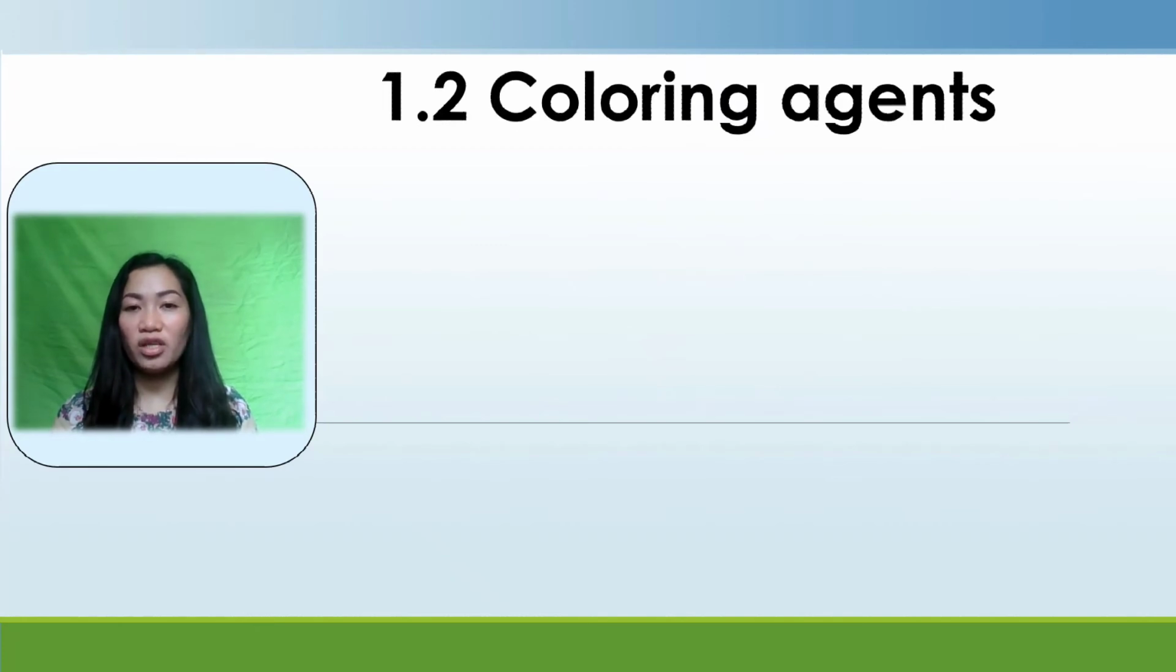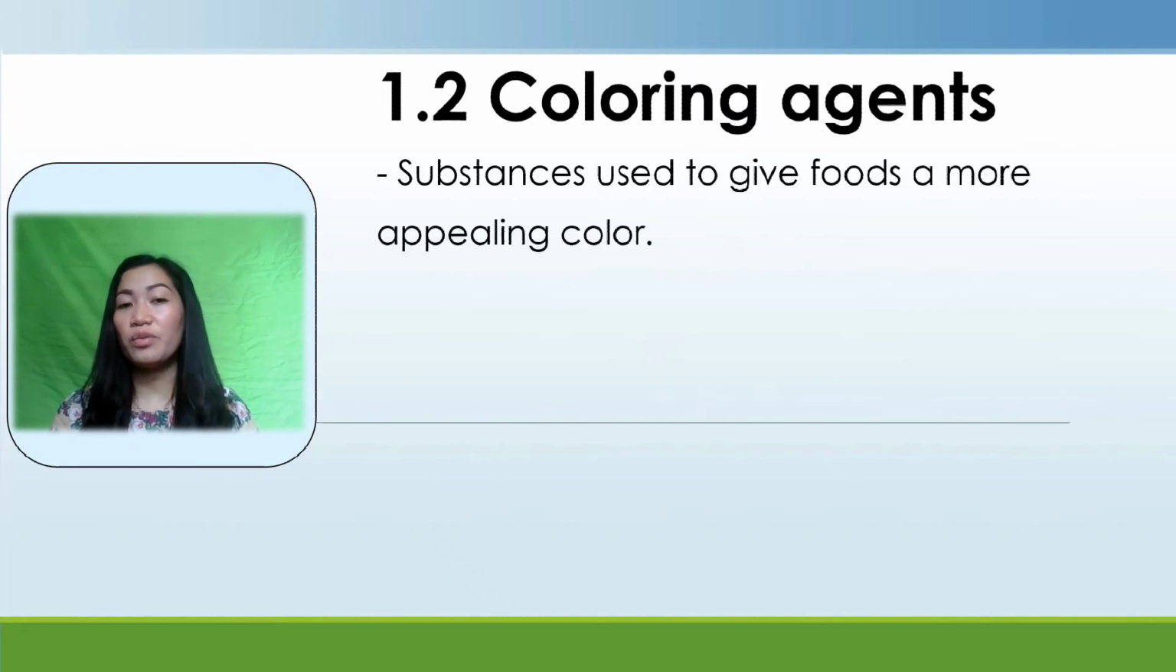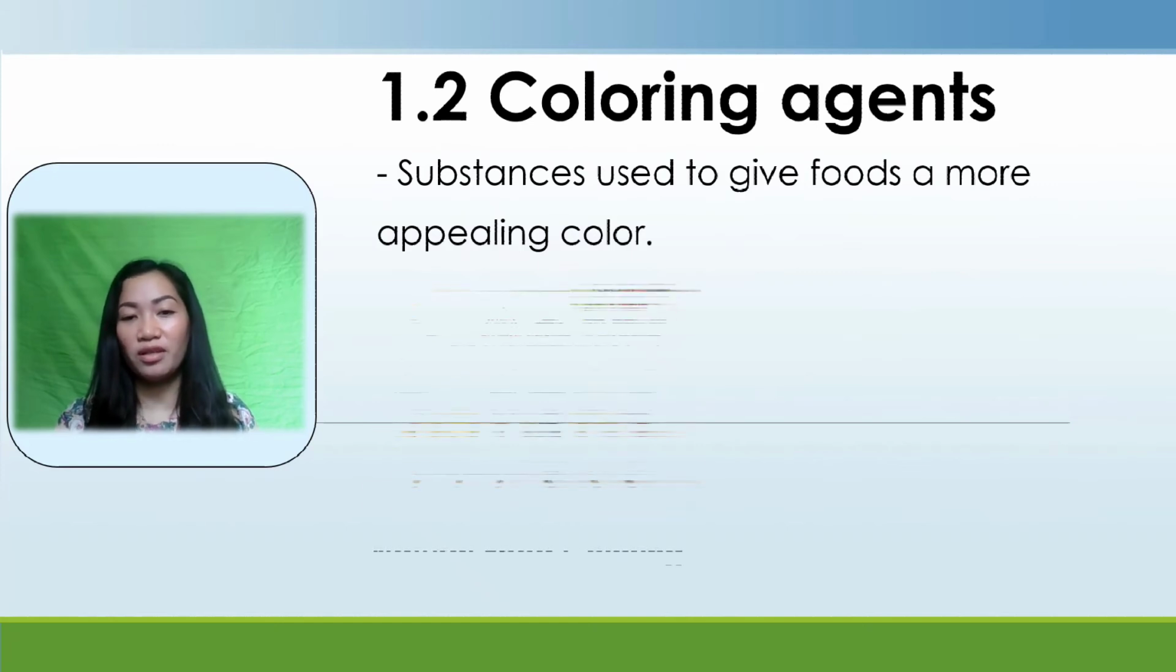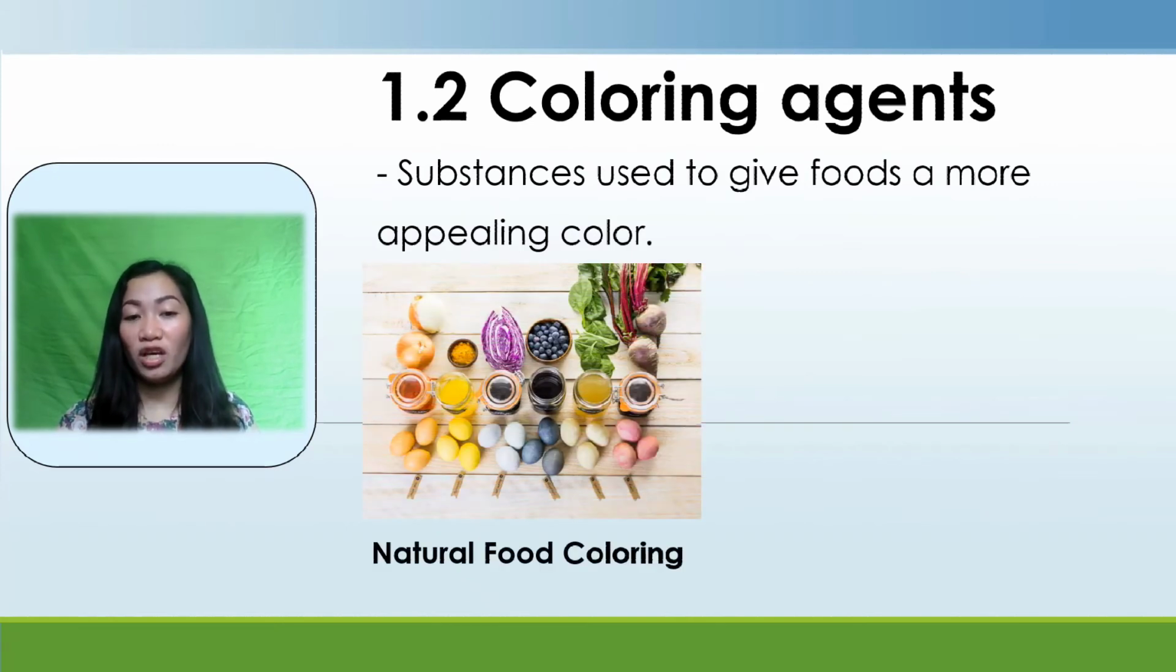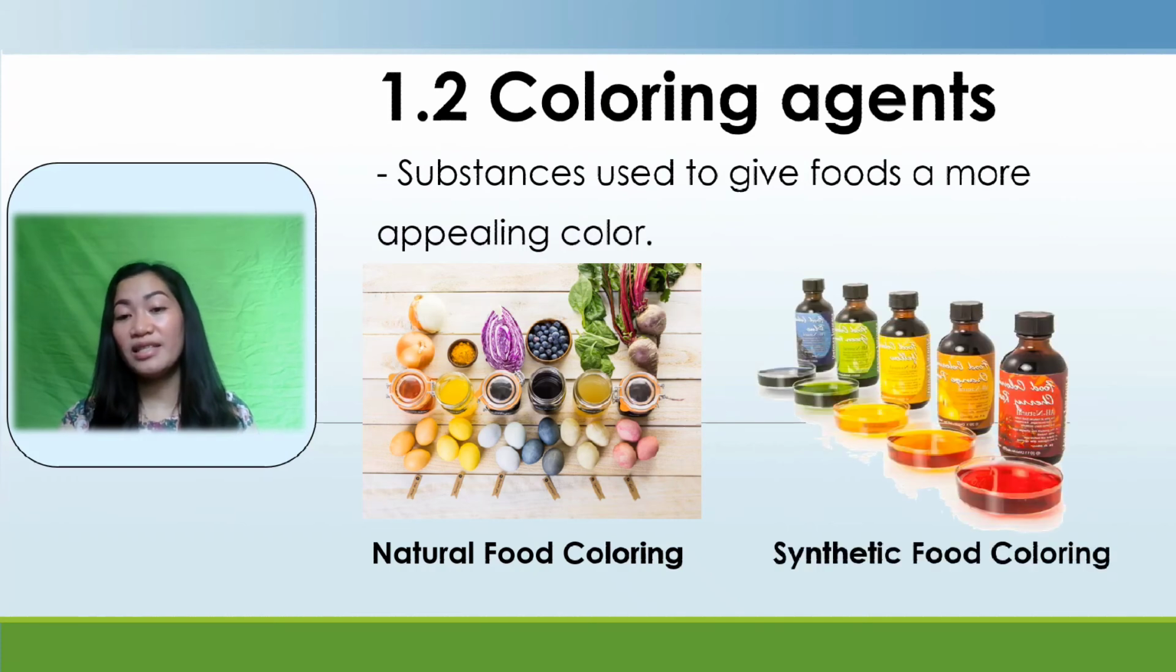And now we have also the coloring agent. Coloring agents are substances used to give food a more appealing color, because people love to eat very colorful food. That's why food coloring was discovered. We have natural food coloring and synthetic food coloring, so let's differentiate the two.